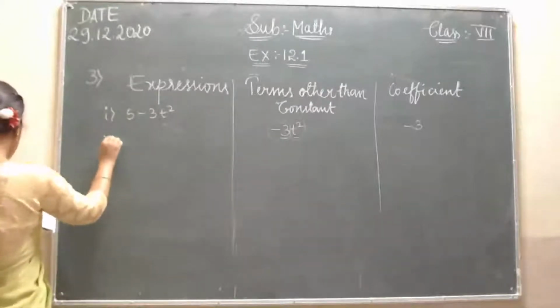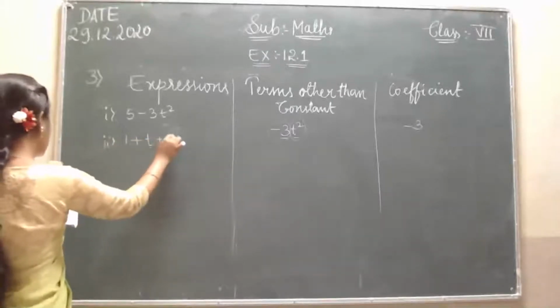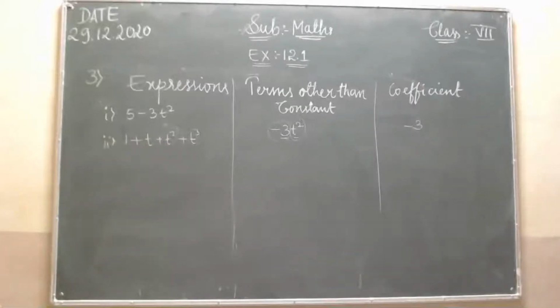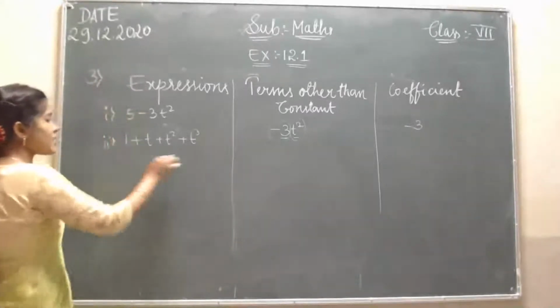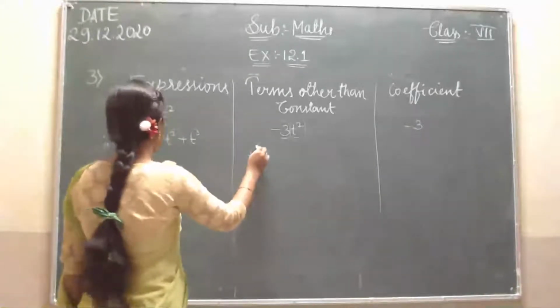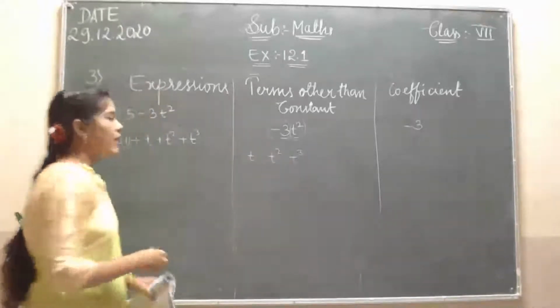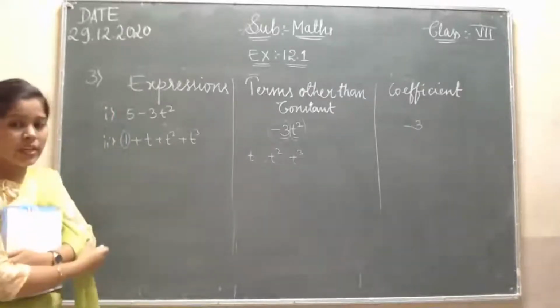Second thing, 1 plus t square plus t cube. Here 1 is constant, and t square and t cube are other than constant. So in this expression only 1 is the constant. t square and t cube are variables. So here we have to see the numerical constant with each variable.